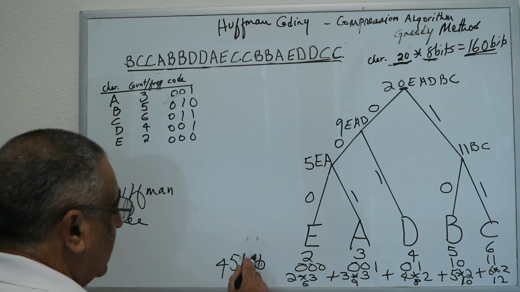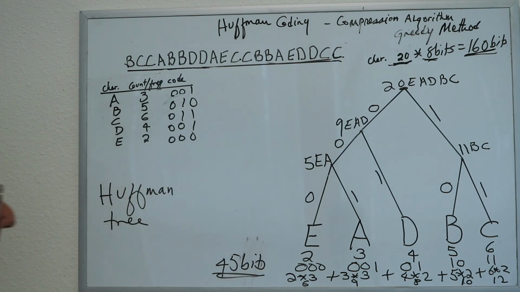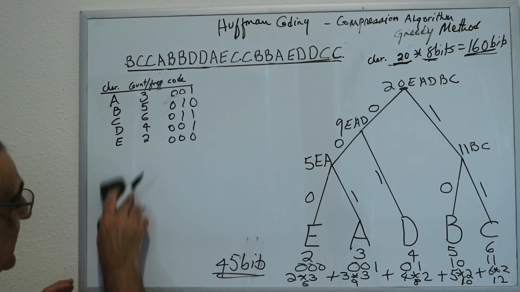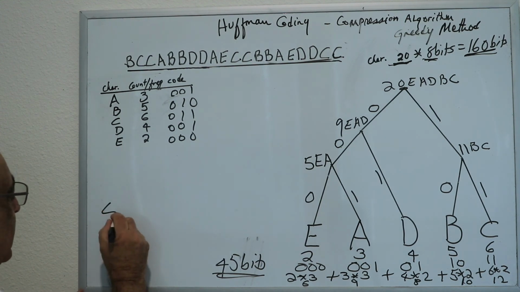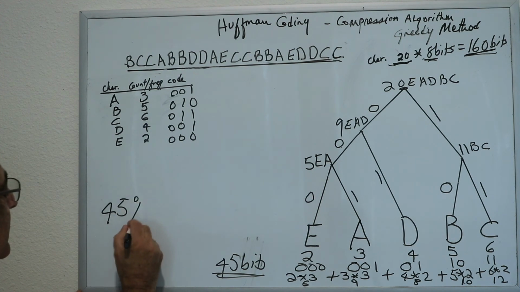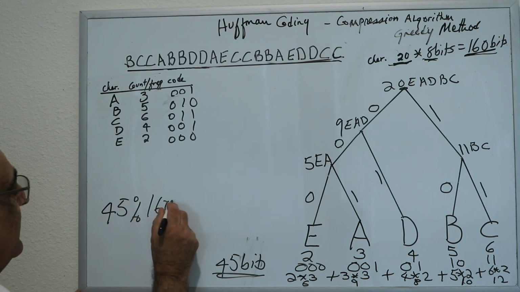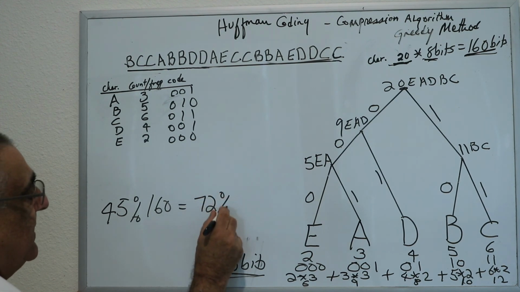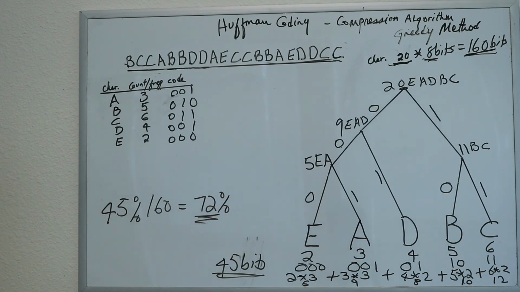Now, this is what really gets transmitted. So for me to transmit 45 bits, I'm going to take a percentage of the 160 bits. That gives me basically 72% savings.